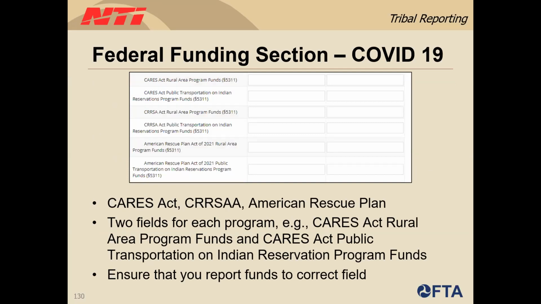As I mentioned a moment ago, the CARES Act, CRRSAA, and American Rescue Plan Acts are listed separately in the federal funding section. So please note that there are two data entry fields for each of these programs. There's one for the 5311 Rural Area Program Funds and one for 5311 Public Transportation on Indian Reservations Program Funds. So please ensure that you report your agency's expenses from these programs to the correct field.